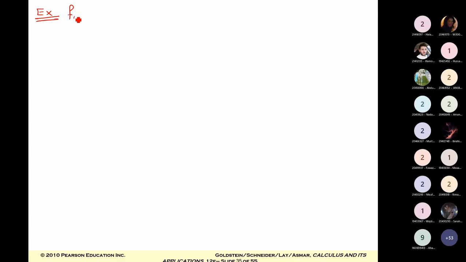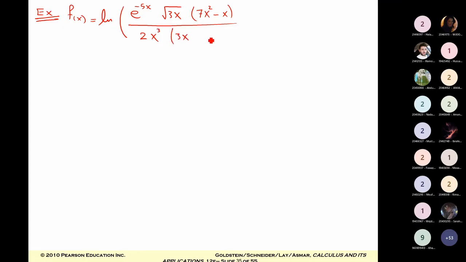f of x equals ln of e to the power minus 5x radical 3x multiplied by 7x squared minus x over 2x to the power 3 and 3x minus 6 all to the power 4. And we need to find f prime of x. So the solution.